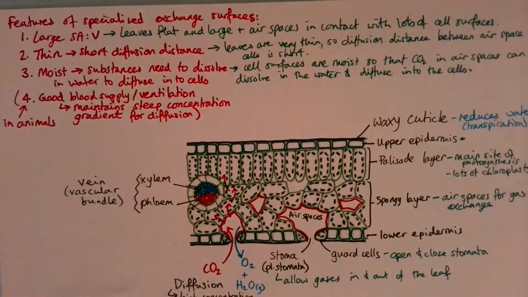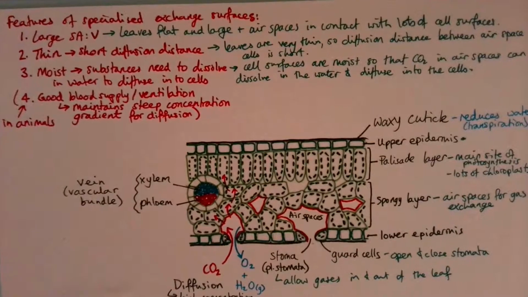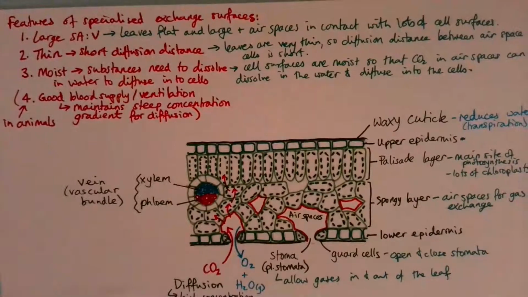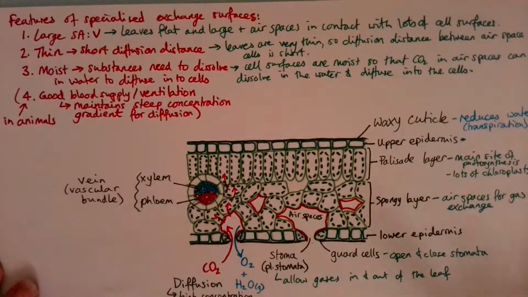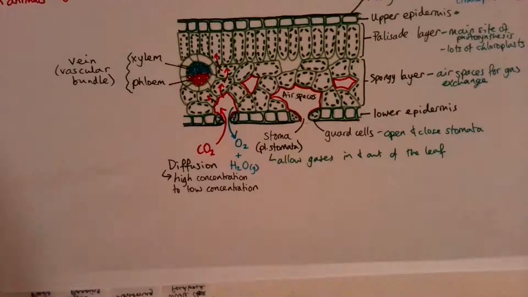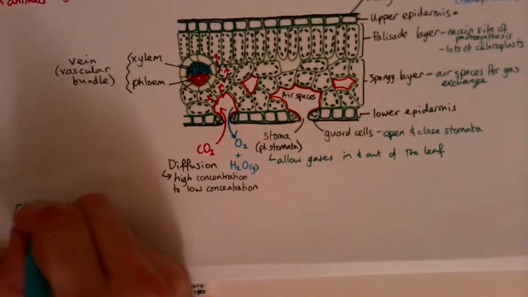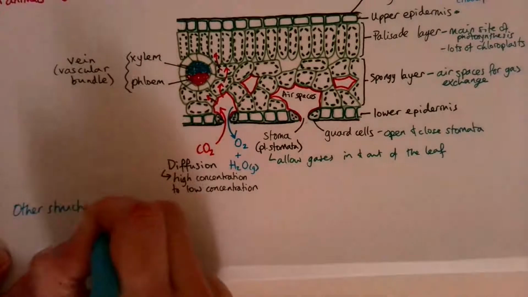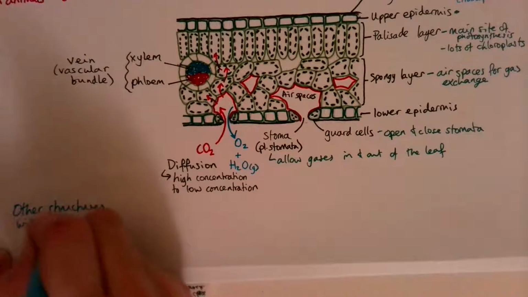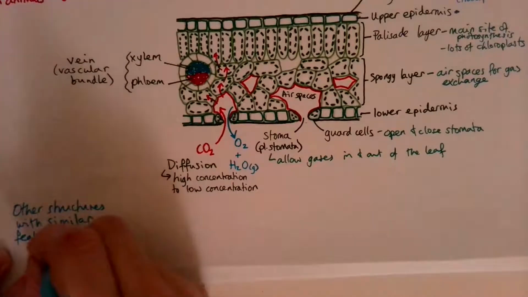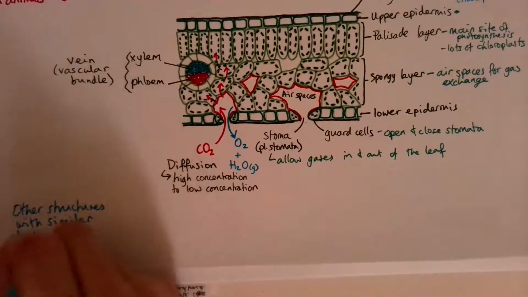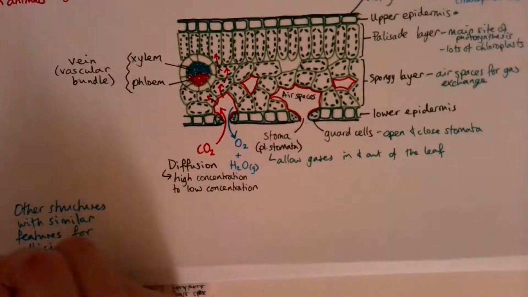So that's how the leaves are providing a specialised exchange surface for the plant for gas exchange. Now, there are other structures that you've already met in previous topics that have similar features to this, and so we can relate these together. So other structures with similar features for exchange, or for efficient exchange.